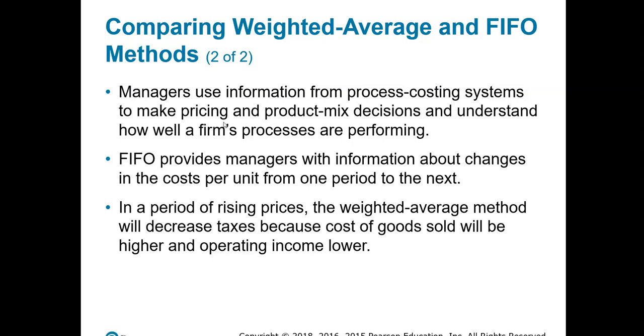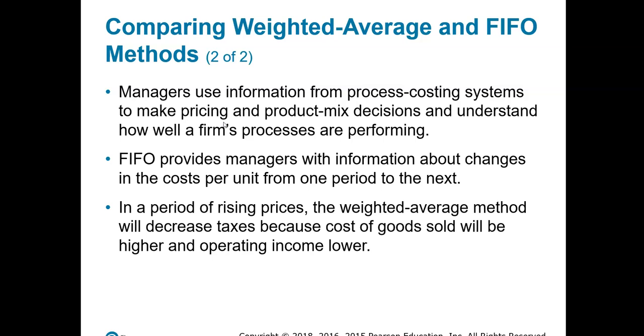Now, in a period of rising prices, the weighted average method will decrease taxes because cost of goods sold will be higher and operating income will be lower. And that's in a period of rising prices. And so the flip is true. The opposite is true. In a period of deflation or decreasing prices, weighted average method will actually increase taxes because cost of goods sold will be lower and operating income will be higher. But in a normal inflationary period, weighted average method will decrease taxes and cost of goods sold will be higher.